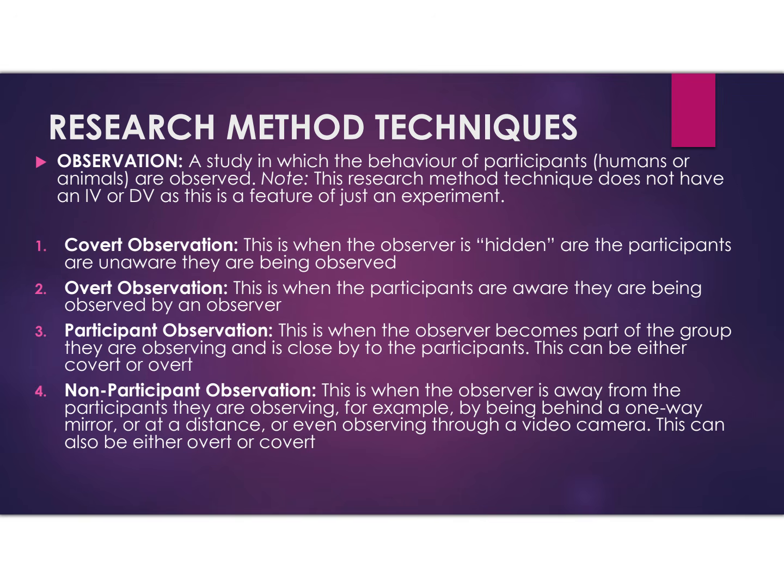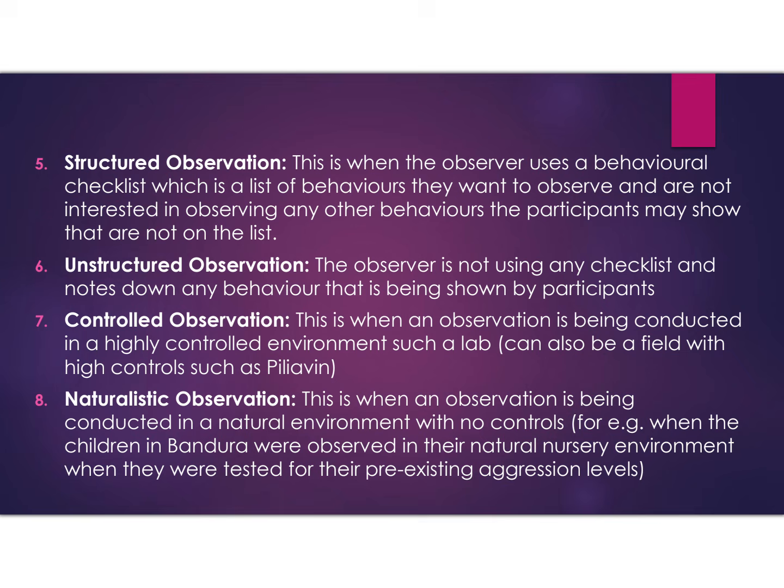And similarly, this can also be overt or covert. If you do know that someone is observing you from a distance, it's an overt non-participant observation. If you are unaware that someone is observing you from a distance, then it is a non-participant covert observation.